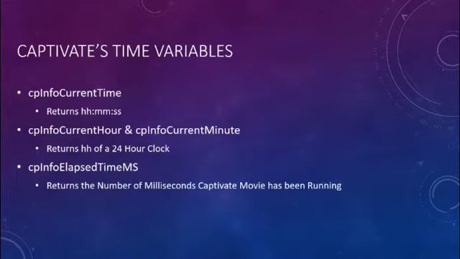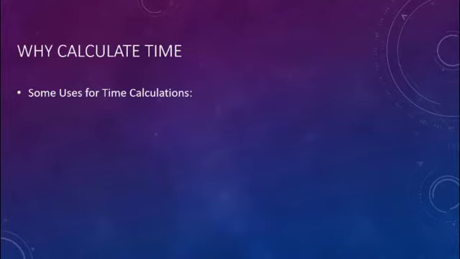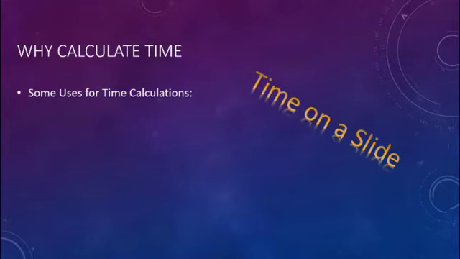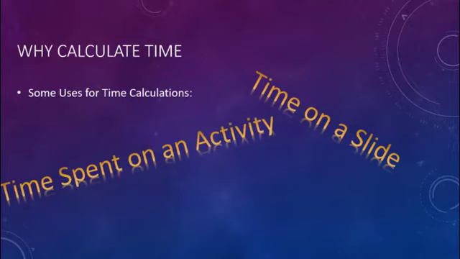But I'm not going to worry about using these times because I want to use other methods of being able to calculate time. So what are some of the uses of calculations of time, and why would you use this inside of a Captivate project? One is how much time a learner spends on a slide. We can also look at how much time they spent in an activity. If their time is very short in an activity and they get a good score, then they obviously know the content well.